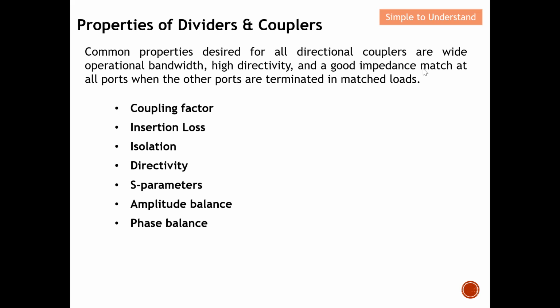Without a good impedance match at all the ports, there will be a lot of losses. So in order to minimize the loss, we need a matched load at all ports. While the rest of the ports are terminated in a matched load, we need to ensure that we have a good impedance match at all other ports. So these are all the parameters that we are going to discuss for a directional coupler.